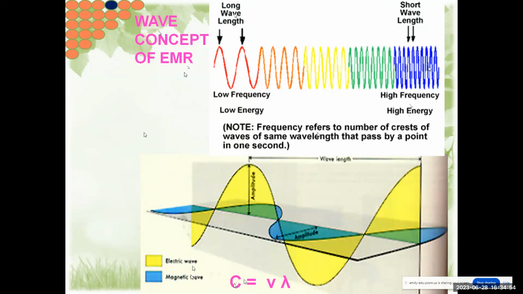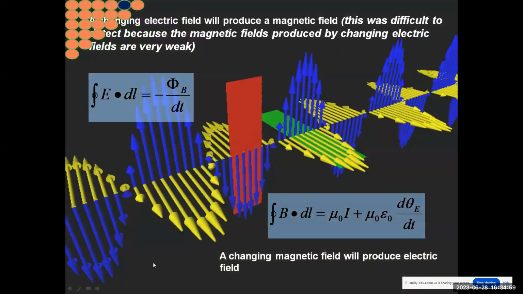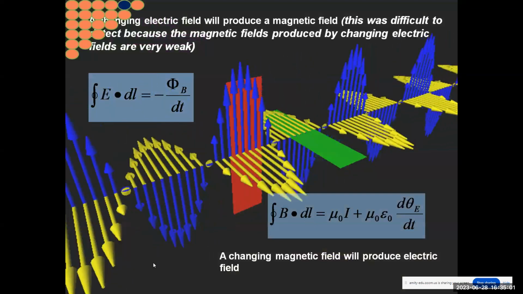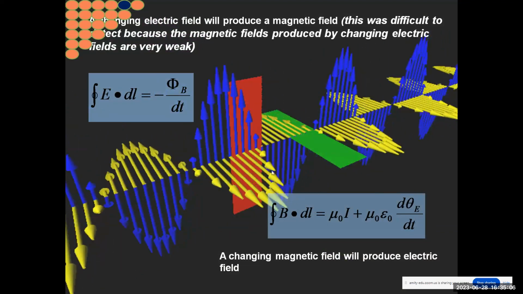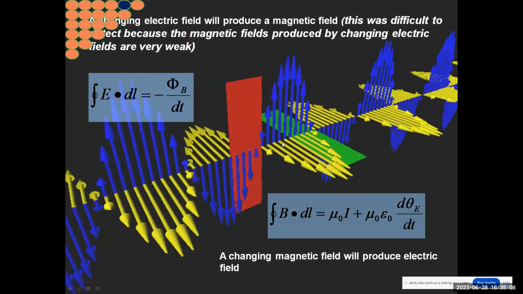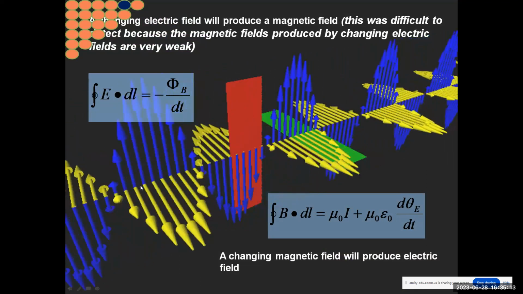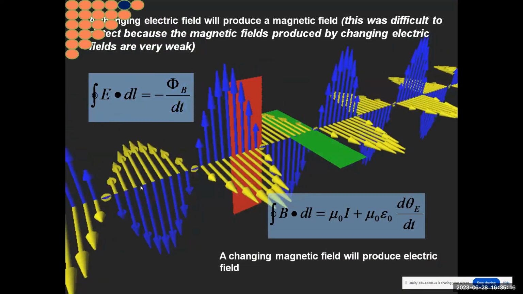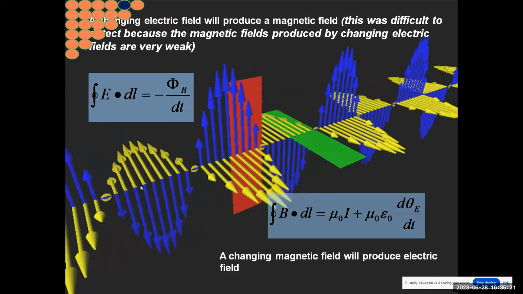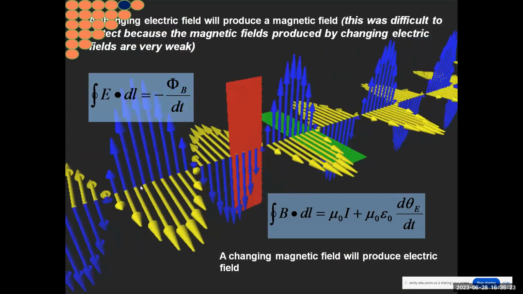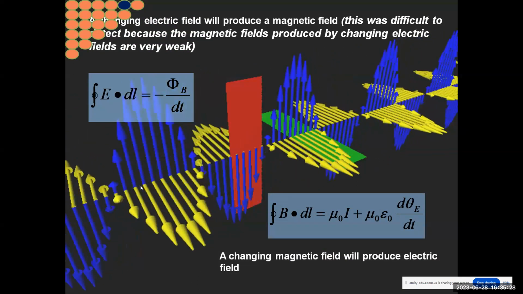V and lambda, that is the electric wave and the magnetic wave. When the electric field and the magnetic field are perpendicular, the direction of propagation of the wave is also perpendicular to both the electric field and the magnetic field. The electric field produces the magnetic field, and this was difficult to detect because the magnetic field produced by the changing electric field is very weak.